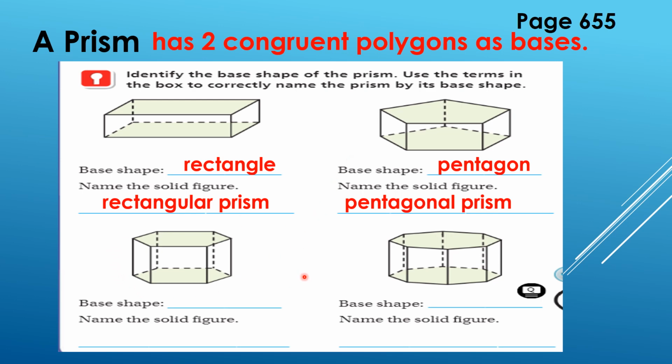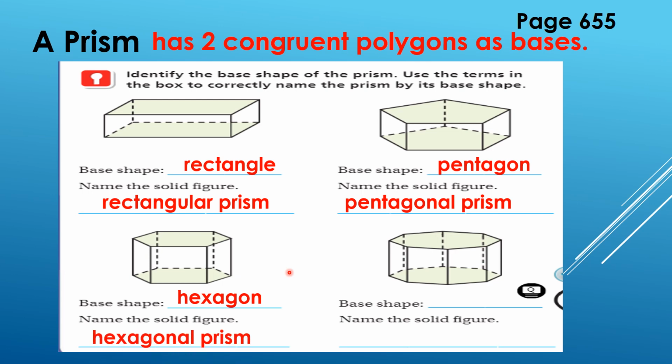Can you say it by yourself? Can you say the base shape? Count the sides and you will know what kind of base shape, and you can name this 3D shape, which is a prism. Well done. The base shape, it's a hexagon. Now what's the name of the solid figure?